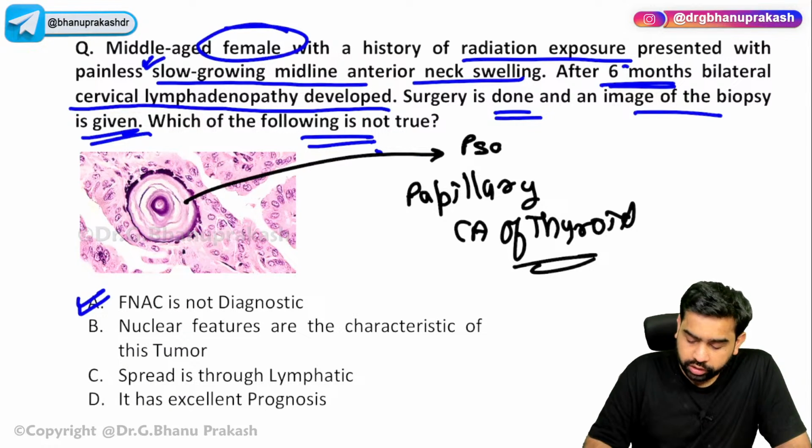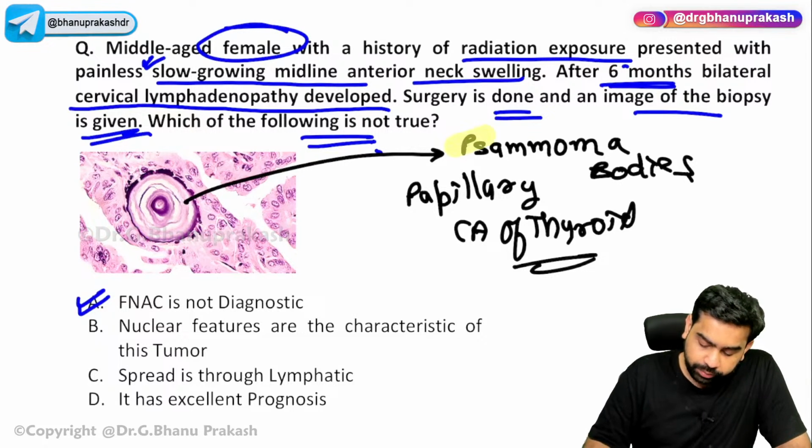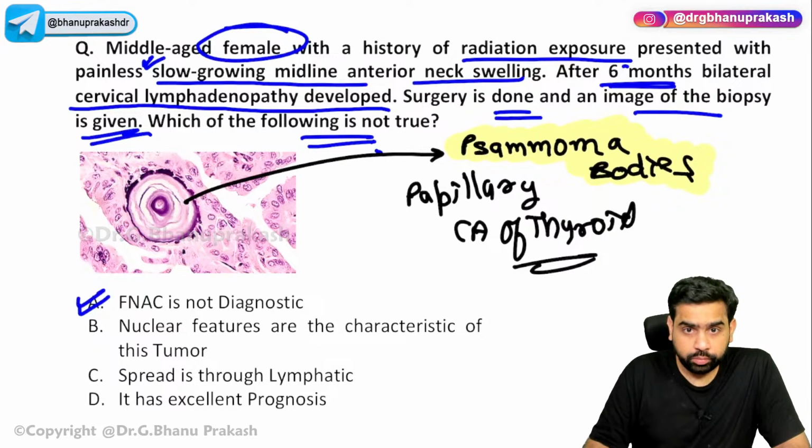This is what is called as psammoma bodies. Okay, what are these? These are the psammoma bodies which we have. Do you understand my point? Psammoma bodies, papillary carcinoma thyroid, all these particular stuff. I hope you have understood this point.